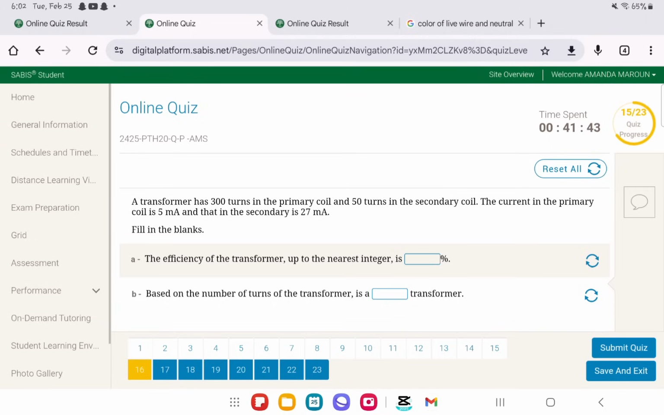A transformer has 300 turns in the primary coil and 500 turns in the secondary coil. The current in the primary coil is 5 milliamperes and that in the secondary coil is 27 milliamperes.